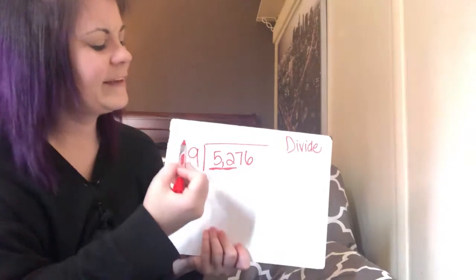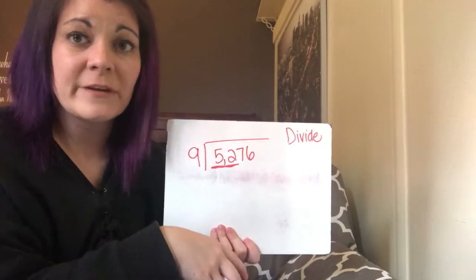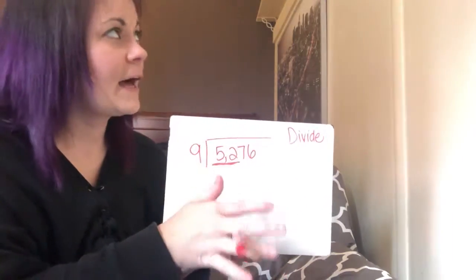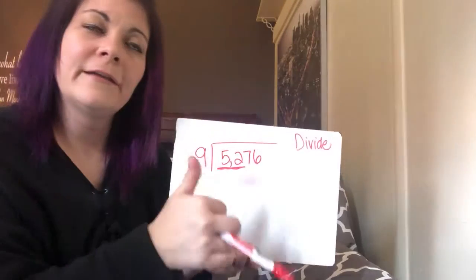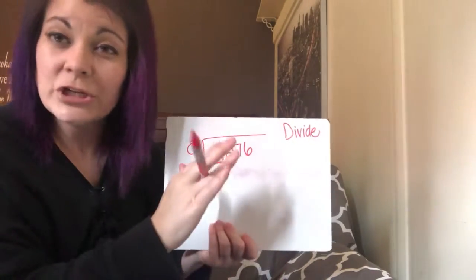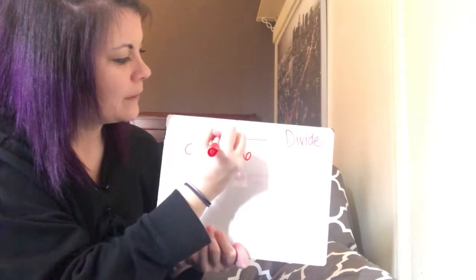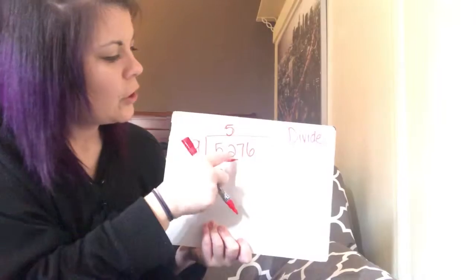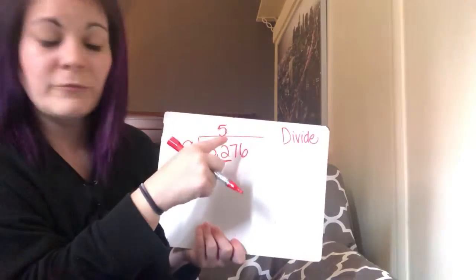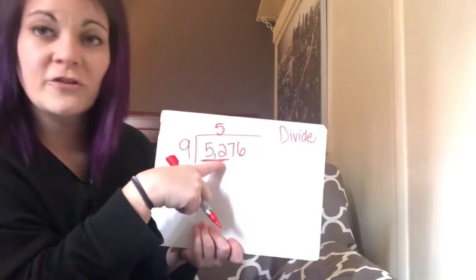How many times can 9 go into 52 without going over? And here's where your multiplication comes in handy. 9 times 5 is 45. Let's see if I can go up. 9 times 6 is 54. That's too much. So it can only go in 5 times. I put the 5 over the last place value of the number I'm doing. So I'm doing 52, the last place value is 2, so I put it over the 2.